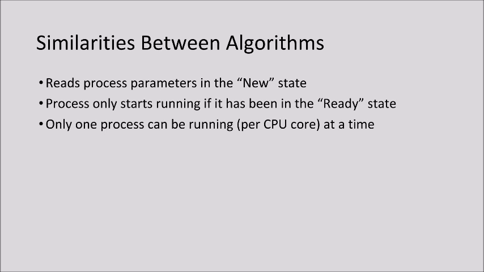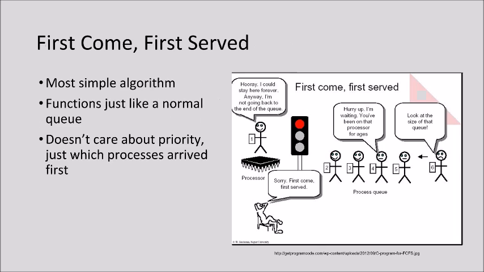Only one process can be run by a CPU core at a time. It's just a CPU thing. So all of our algorithms have to keep these kind of rules in mind. So the first algorithm we're going to show you is a very simple algorithm.